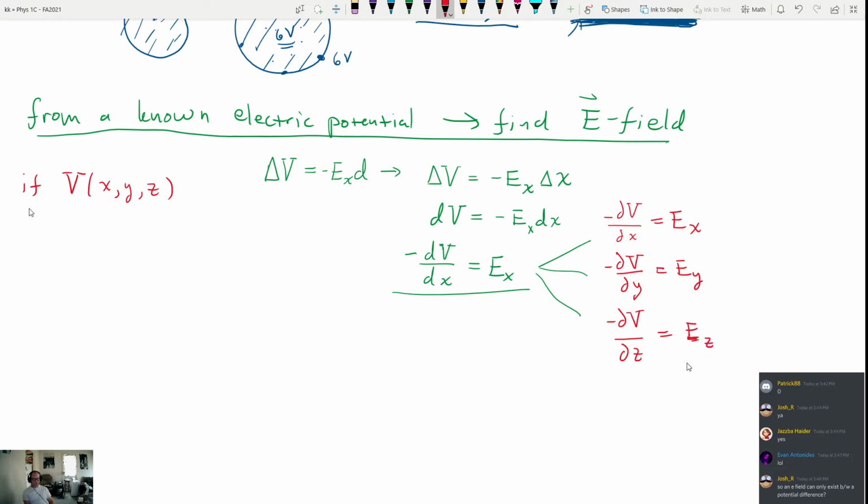Okay. Now these dels, I say del instead of delta or d, these dels mean that we are doing partial derivatives, which you may or may not have been exposed to yet, I don't really know.